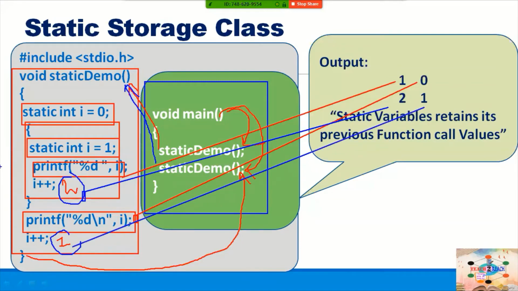In the first case, 1 and 0 were displayed. In the second case, 2 and 1 were displayed. That is about static variables. So all static variables will retain their previous function values.